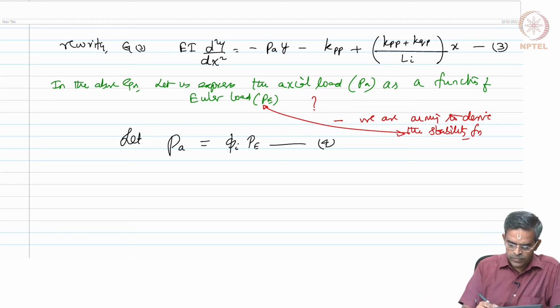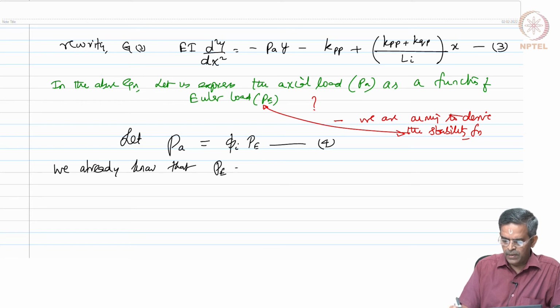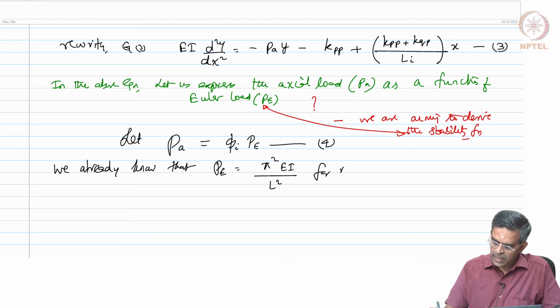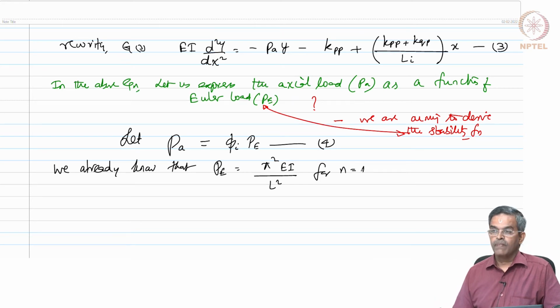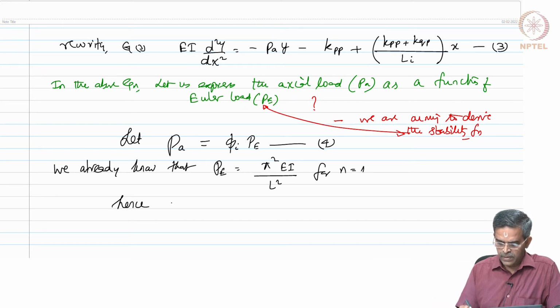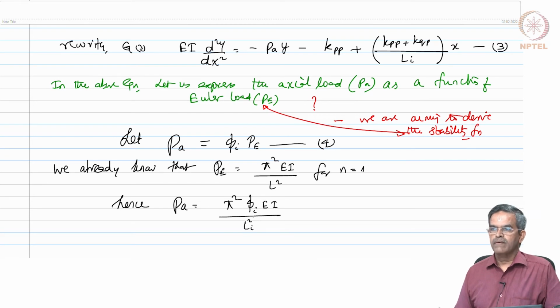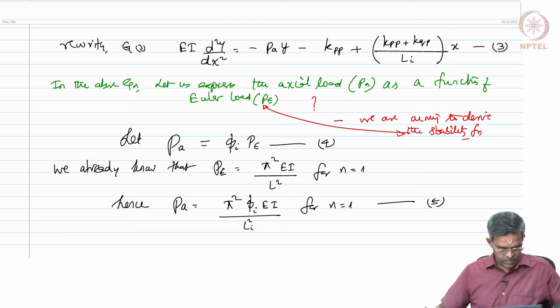We already know that PE is pi square EI by L square for n equals 1. Hence, PA will be pi square phi I EI by Li square for n equals 1. Can I have this as equation number 5?